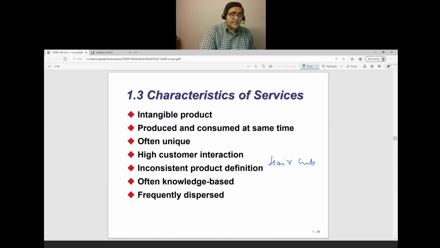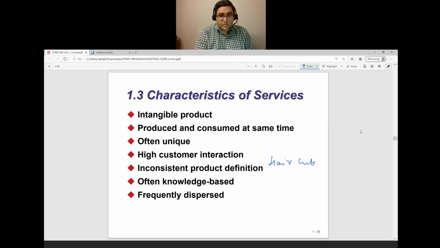It's often unique. For instance, the hairstyle requirement, the demand from the customer, is going to be unique. There's going to be a high level of customer interaction. There's nothing like a consistent product definition. If I say I want a medium haircut, the definition of a medium haircut for customer A and customer B is going to be different. So this is what a service is all about.